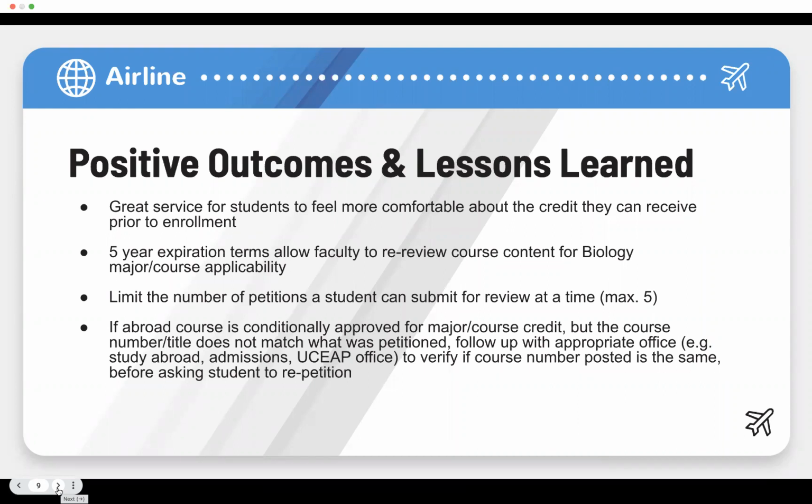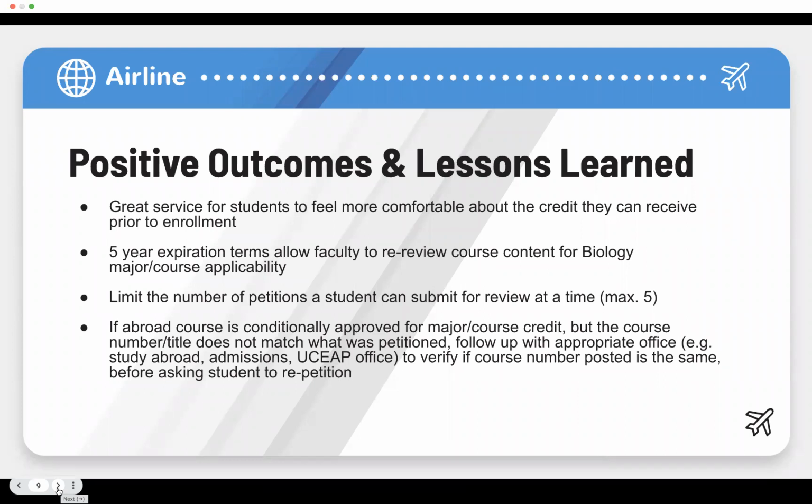And then lastly, I just encountered this issue in the past quarter. A student petitioned an abroad course that was conditionally approved. But when their coursework actually posted to their record, the course subject and number didn't match the student petition. So it was a bit of a challenge because I was wondering, okay, do I need to have them re-petition?